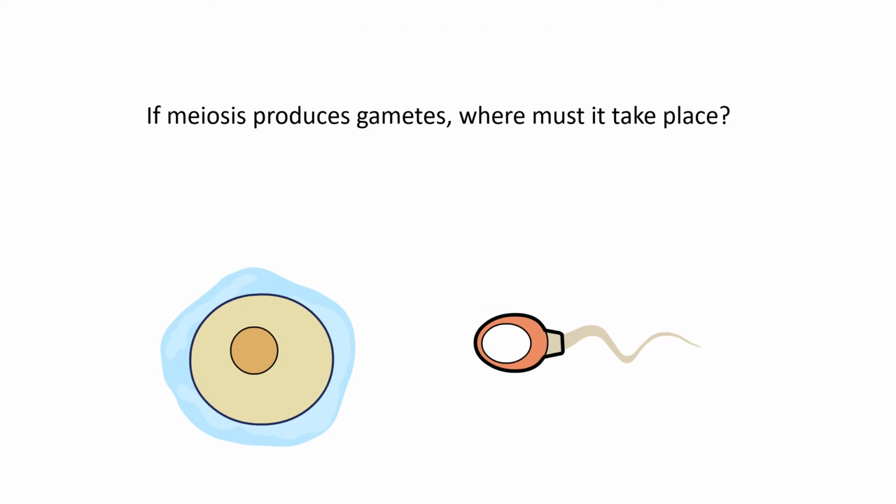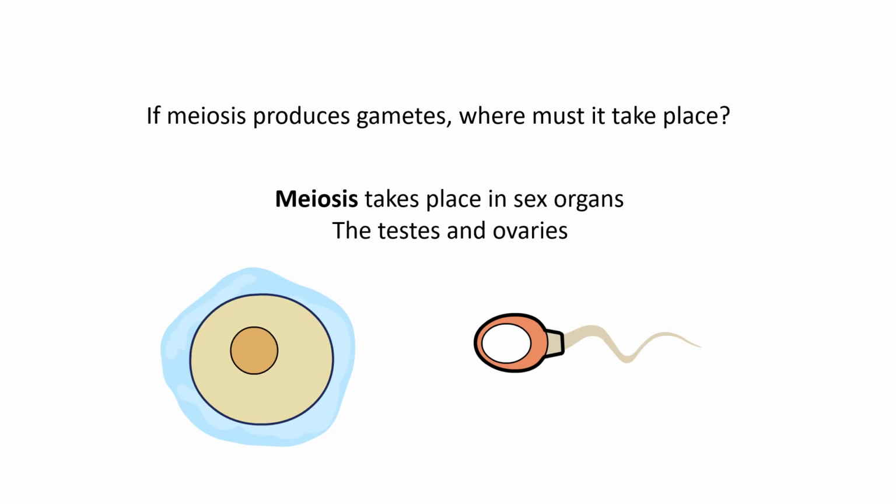If meiosis produces gametes, where must it take place? Let's pause the video and try to answer this question. Meiosis takes place in the sex organs, the testes and the ovaries. Meiosis.